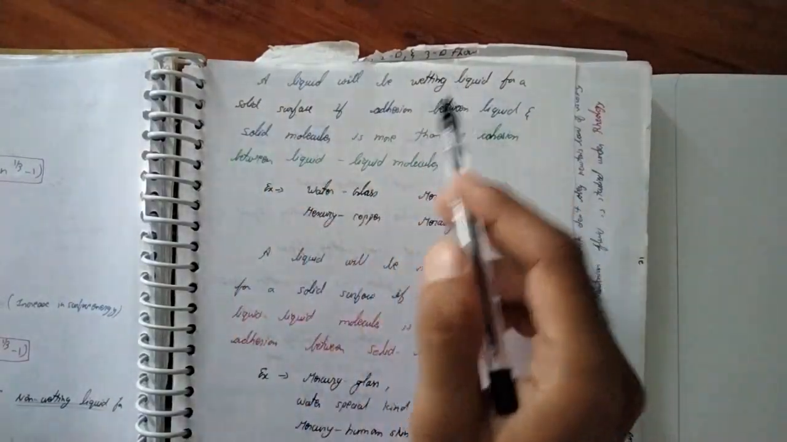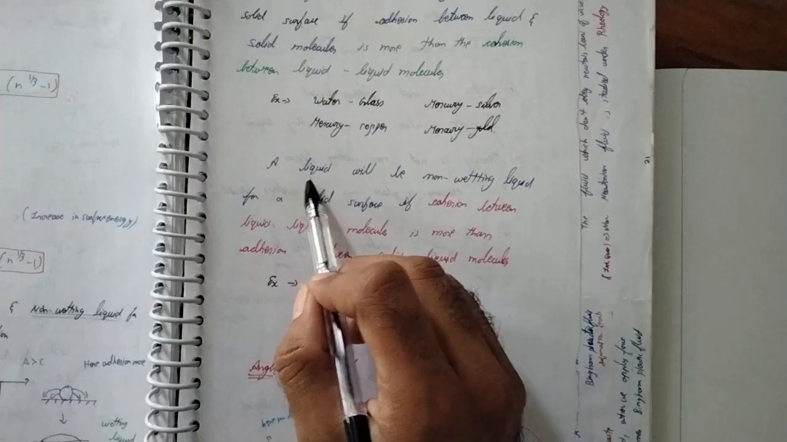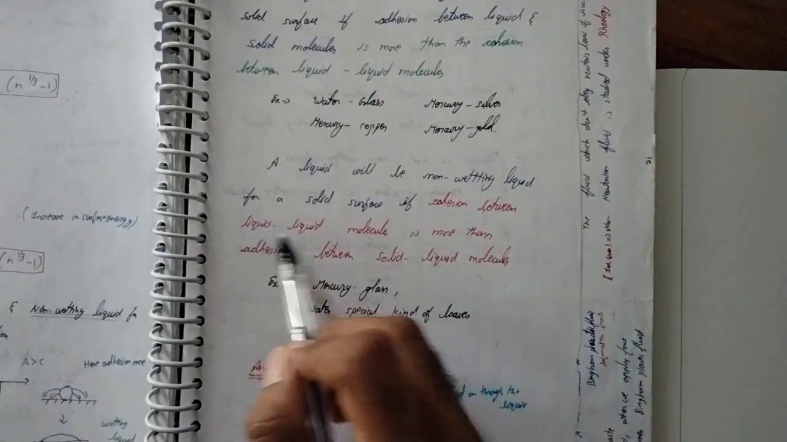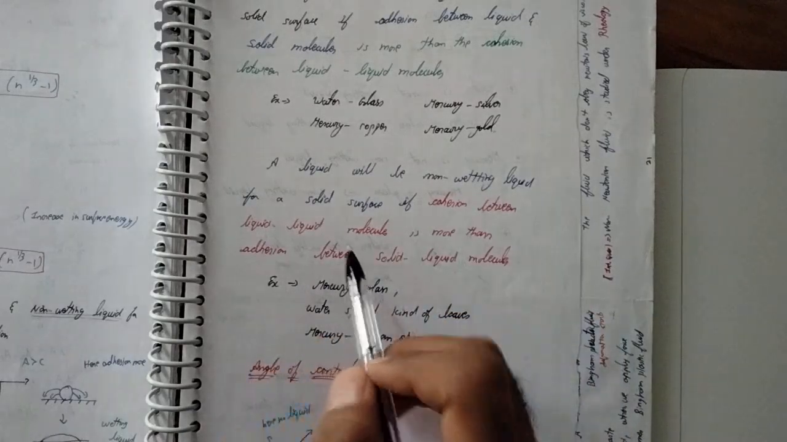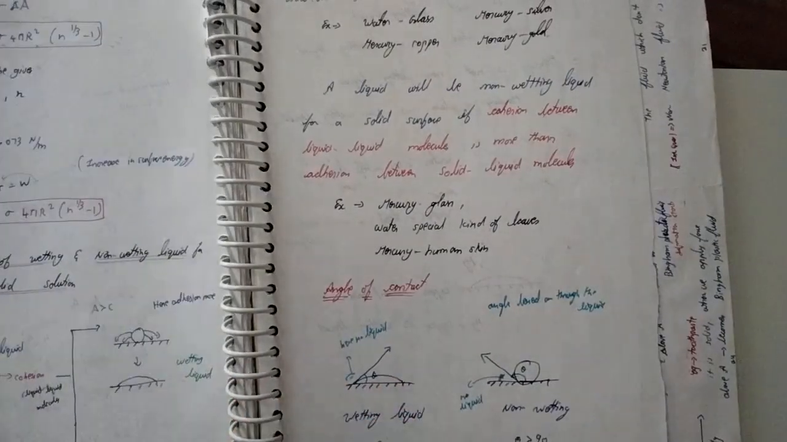Okay, so this kind of category comes under the wetting fluid. Next is non-wetting fluid. A liquid will be a non-wetting fluid for a surface if the cohesion between the liquid molecules is much higher than the adhesion. Examples are mercury and glass, water on special leaves, and mercury on human skin. Wait, I'll just close the door.